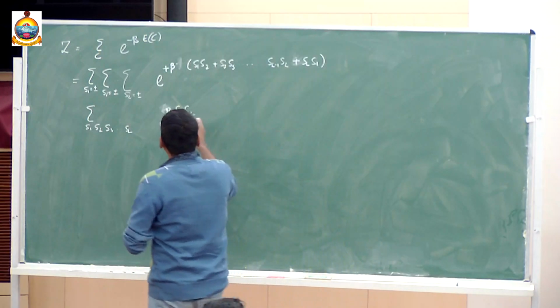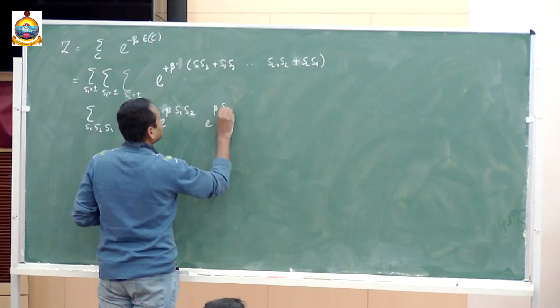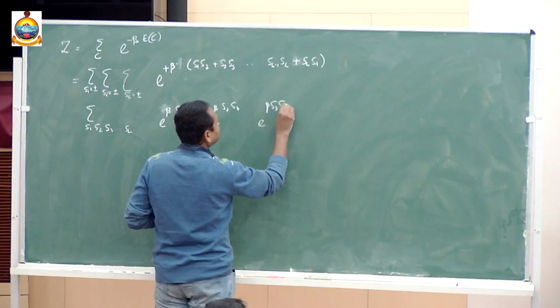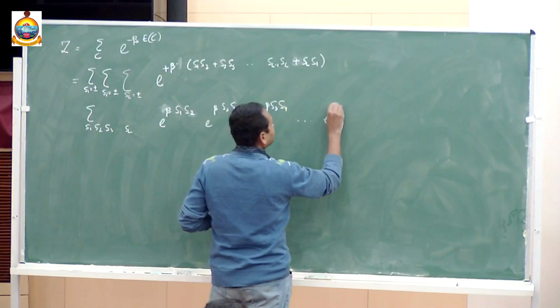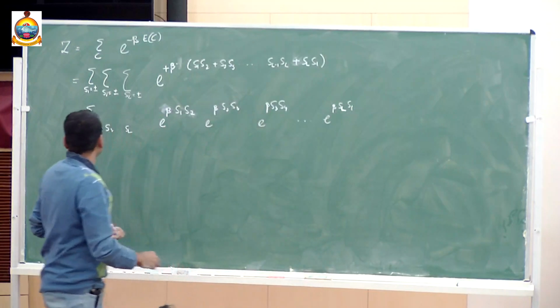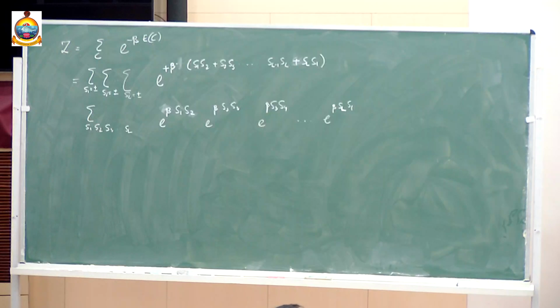Okay. So now this is e to the power beta S1 S2, e to the power beta S2 S3, e to the power beta S3 S4, like that, e to the power beta SL S1. So this is the sum, and all these sums are there, over S1 and S2. So now can you do this sum?